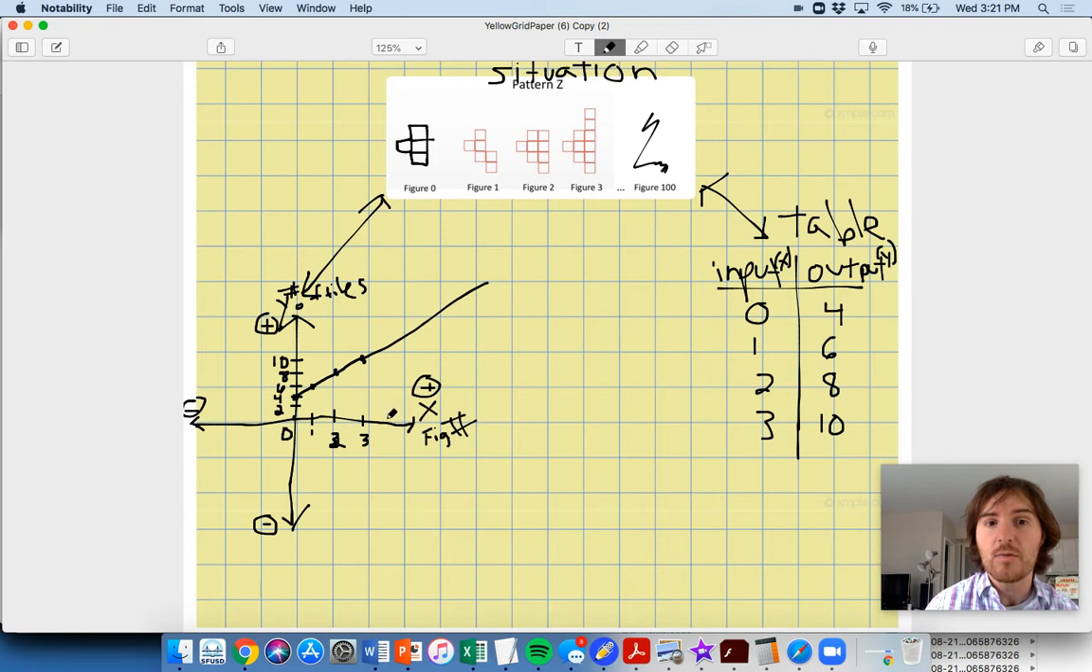If we were to continue, how many tiles should we have at figure number 4? Well, figure number 3 had 10. We would just add 2 more on top here, right? So 10 plus 2 is 12, so we'd have another point at 12. And look at that, the line shows exactly where that point is for figure number 4, would be at 12 as well.